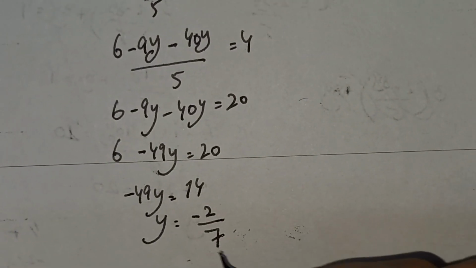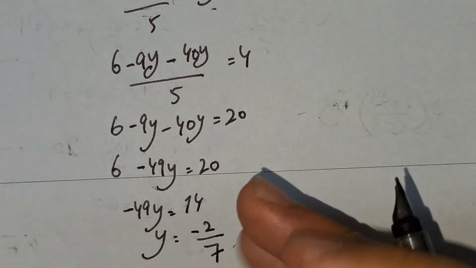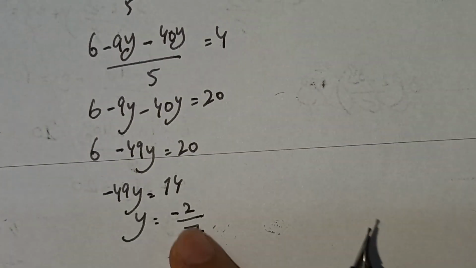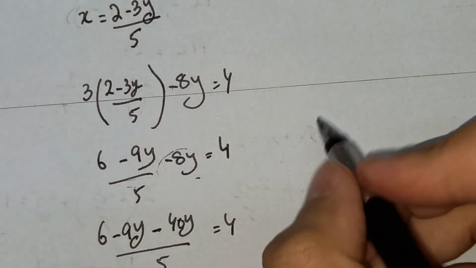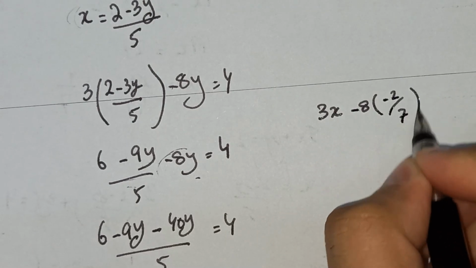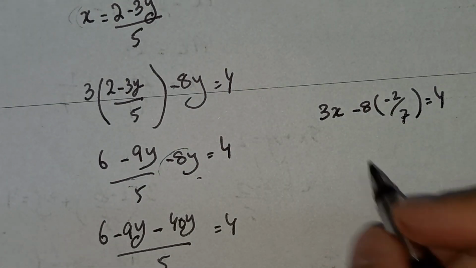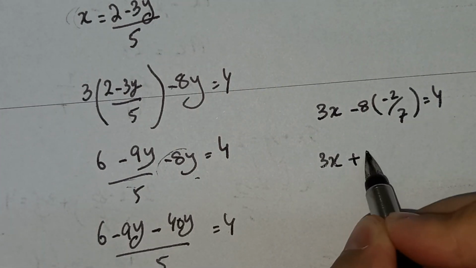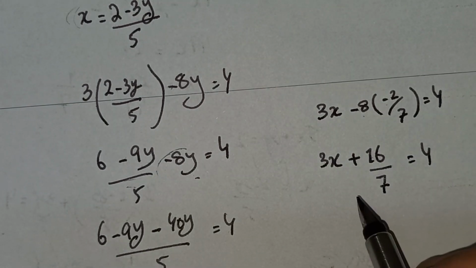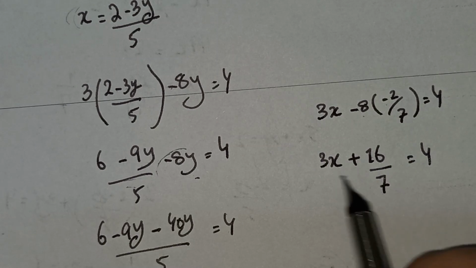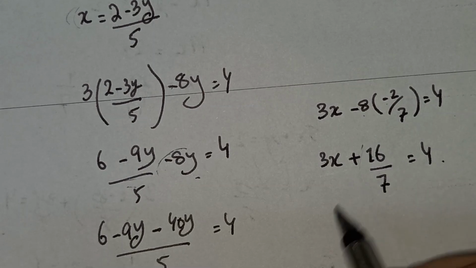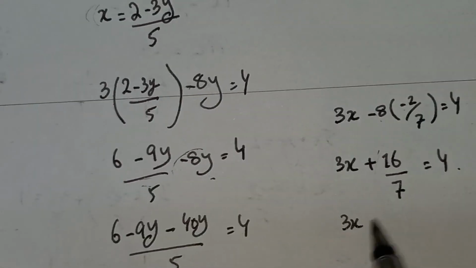And now using this answer again, we will do the same thing as we did in the previous method. Use this minus 2/7 value of y and substitute in any equation you want. I will be using the second equation like this. 3x plus 16 minus becomes plus, divided by 7 is equal to 4. Over here you don't need to make the denominator same for here, because it's of no use. You anyway have to move this only over there, because there's an unknown variable over here.